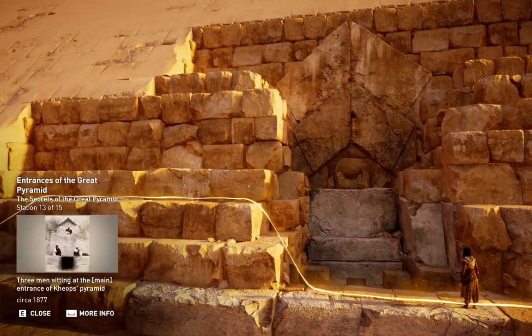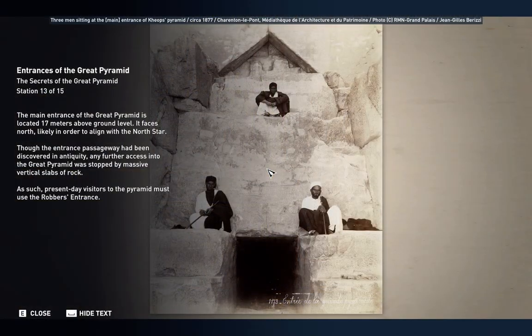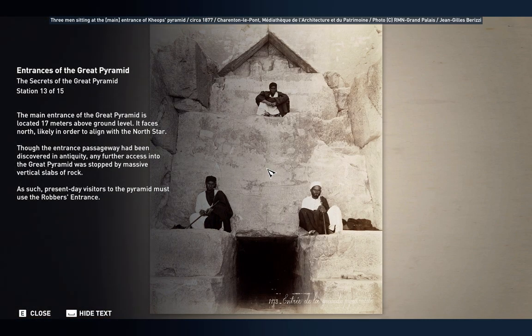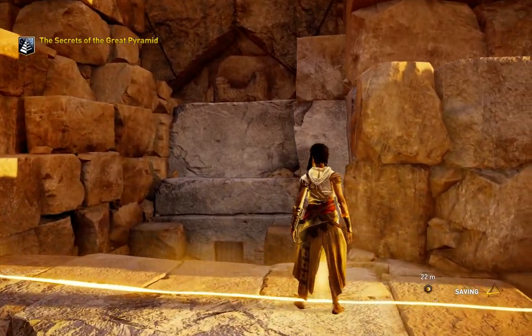The main entrance of the Great Pyramid is located 17 meters above ground level. It faces north, likely in order to align with the North Star. Though the entrance passageway had been discovered in antiquity, any further access into the Great Pyramid was stopped by massive vertical slabs of rock. As such, present-day visitors to the pyramid must use the robber's entrance.